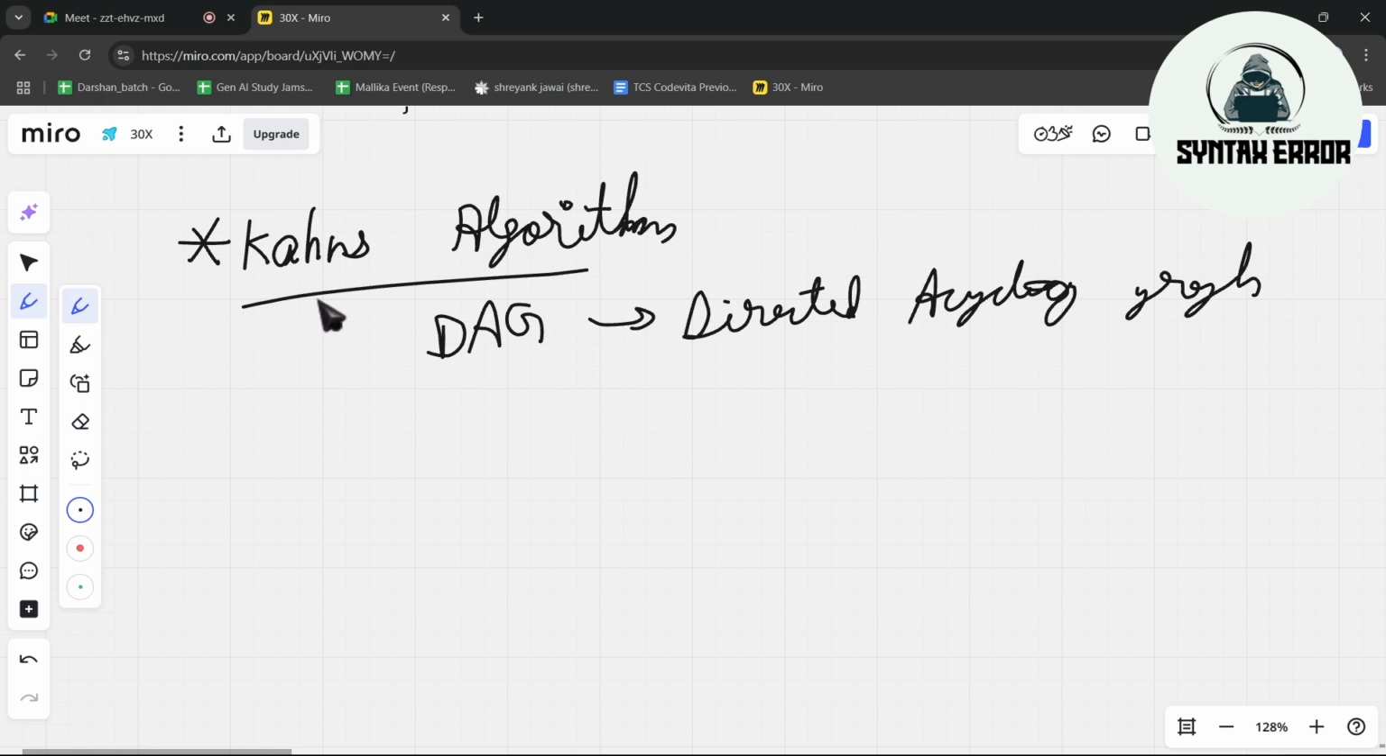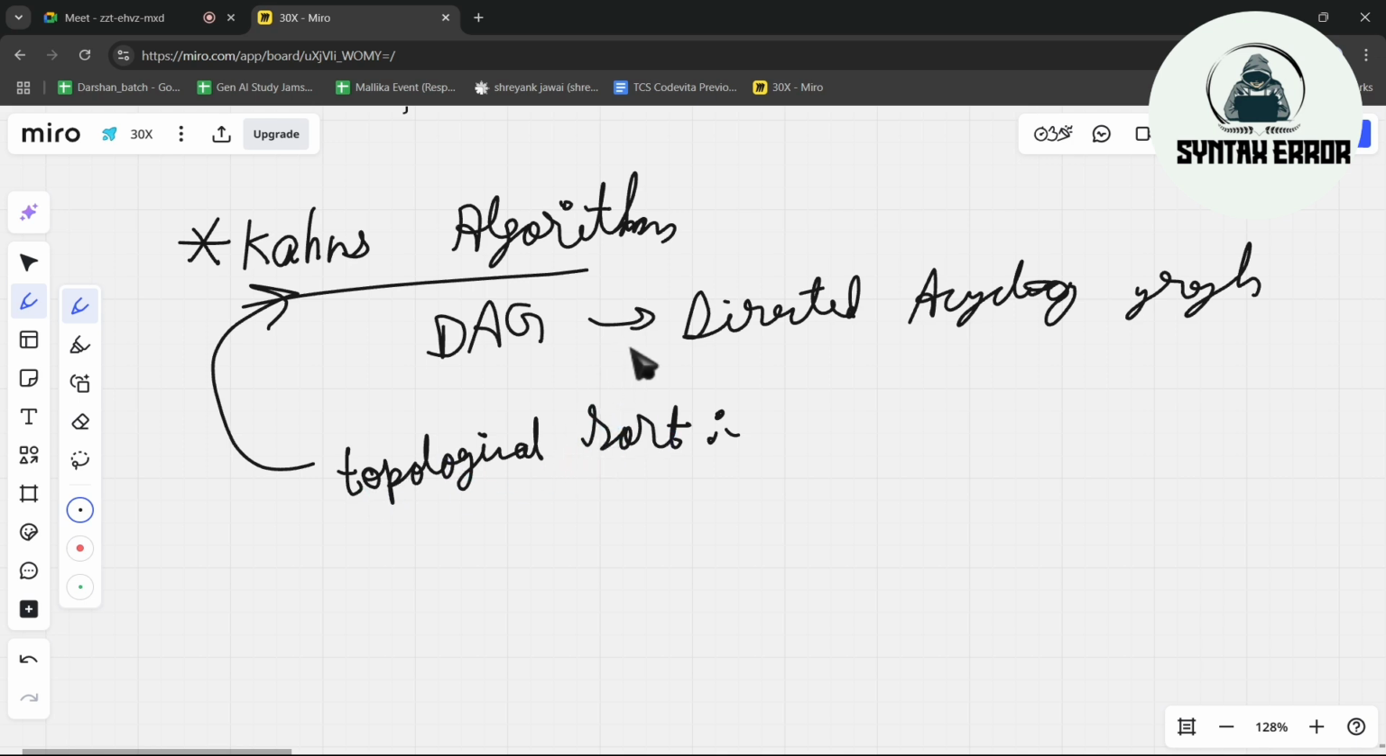So basically, what is this algorithm? Why do we use this algorithm? This algorithm is used to write topological sort. I have discussed this, right? Topological sort is one of the main topics that will be asked in interviews, one of the main questions related to graph concepts. So how will we write the topological sort? We will write it by using Kahn's algorithm. Before knowing Kahn's algorithm, we should know what topological sort is and how to write it.